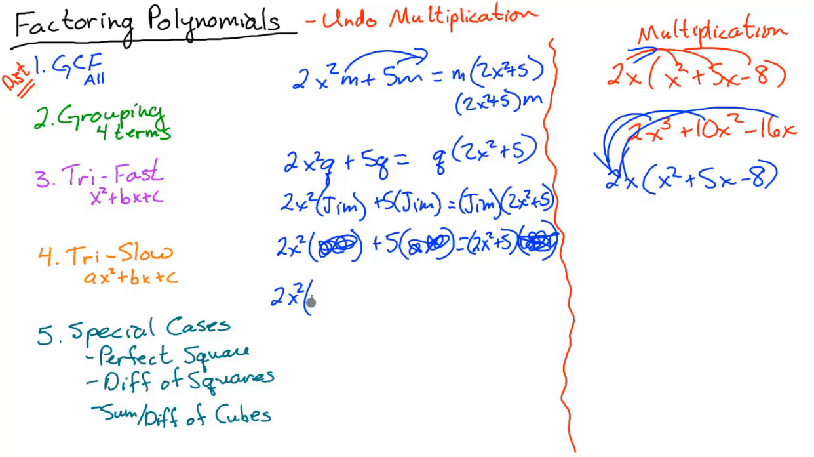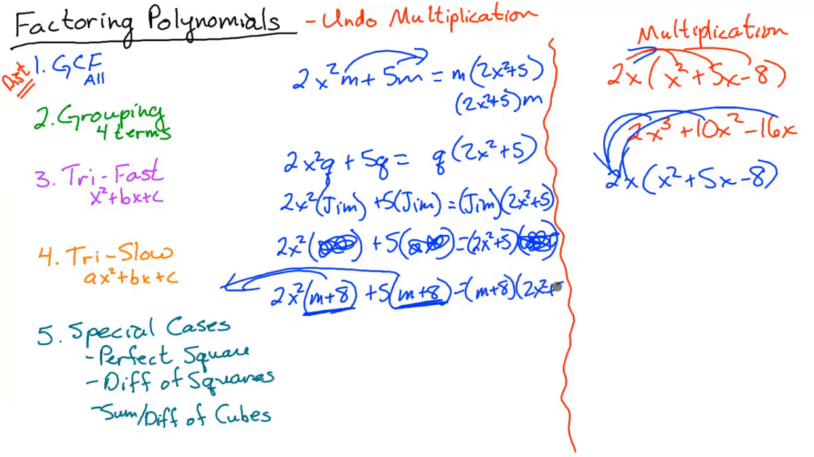Look at 2x squared times (m plus 8) plus 5 times (m plus 8). Can you see that this guy and this guy are the same thing, acting just like Jim or the q or the m? We can pull the whole m plus 8 out and get m plus 8 times 2x squared plus 5. Yeah, look at that. So this actually prepares us for our next one. Pulling out the greatest common factor, especially when the greatest common factor is in and of itself a binomial, shows us how to do grouping. So let's move on and show you how to do grouping.